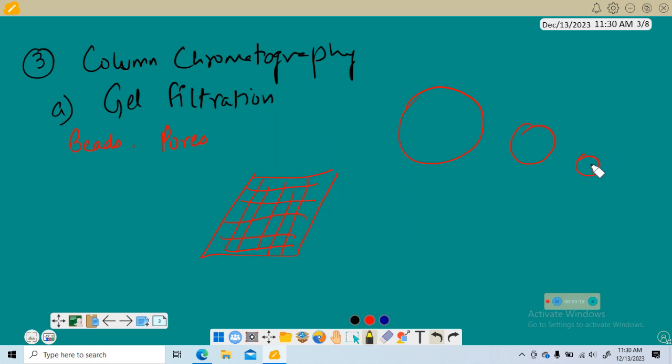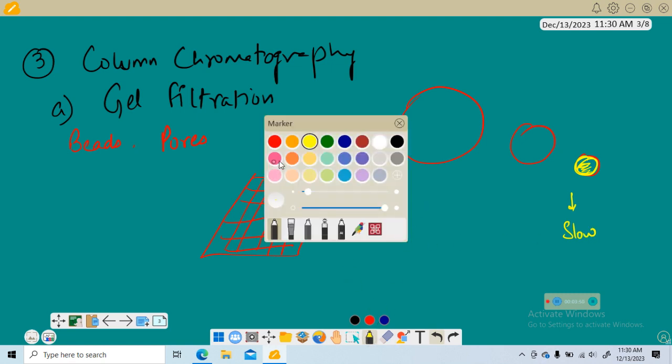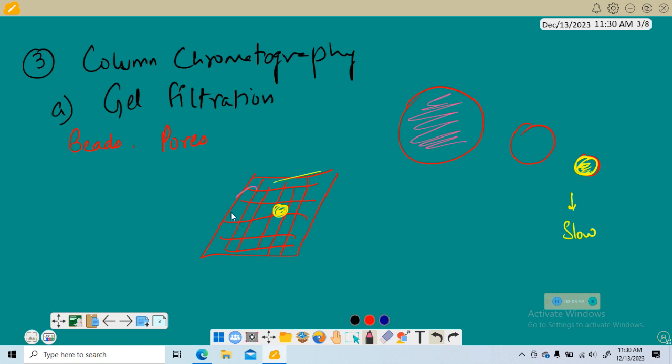Now let's talk about the smallest one. The smallest molecule will get trapped inside the pore. Basically, this all is gel, and these crosses are the pores of the gel. So if this smallest molecule enters the pore of the gel, it will move slow. Now let's talk about the biggest molecule. Will it get trapped inside these small pores? No. So it will move fast.